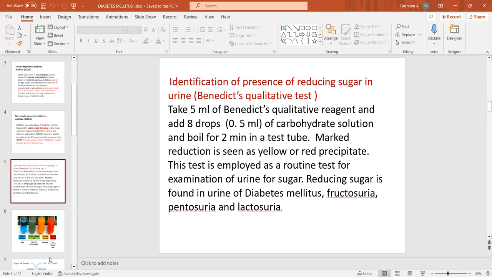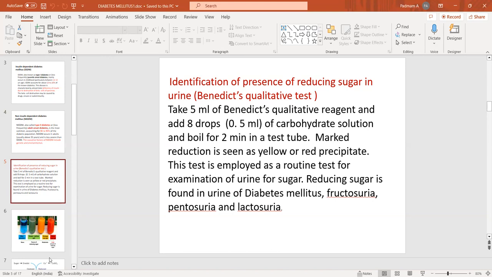This is added to 8 drops of reducing sugar sample, that is 0.5 ml of the sample, and boiled for 2 minutes in a dry test tube. You can expect a color change from blue to green, green to yellow, yellow to orange, orange to red, red to brick red. This color intensity is directly proportional to the concentration of the reducing sugar present in the given sample.